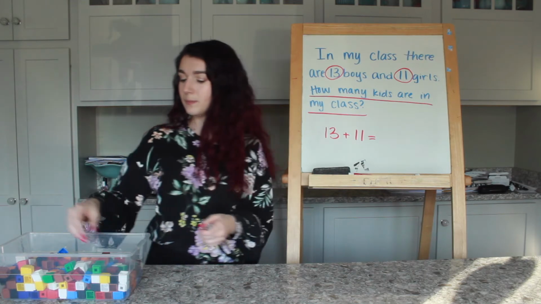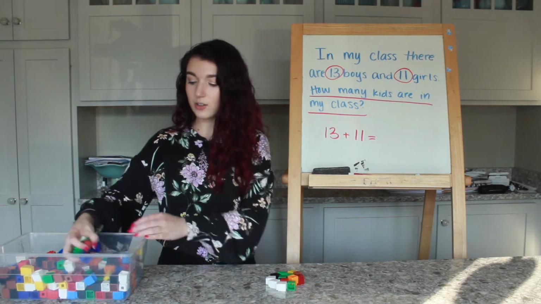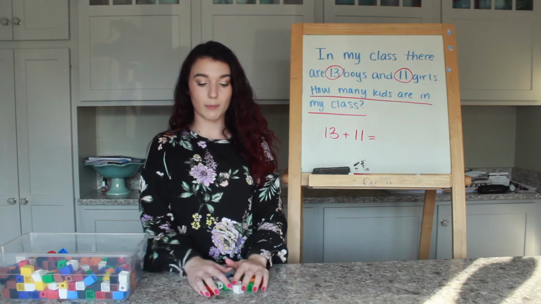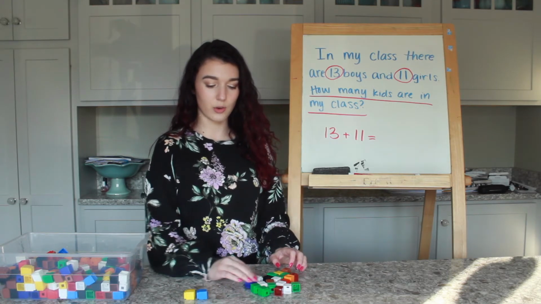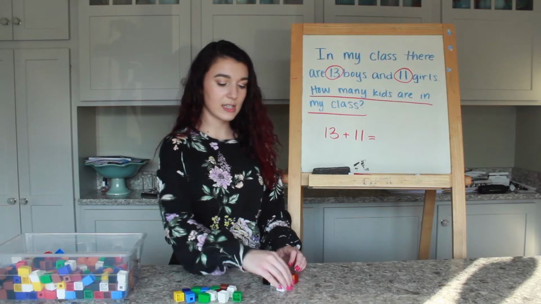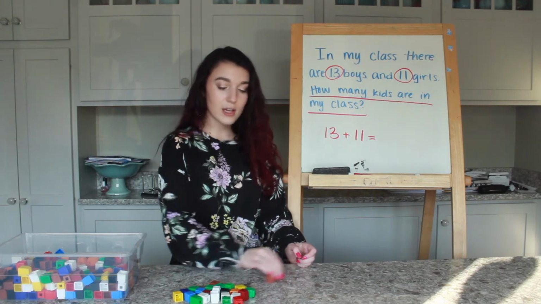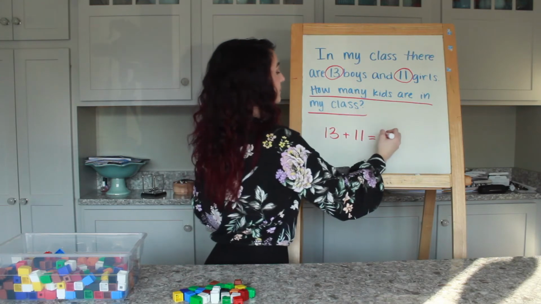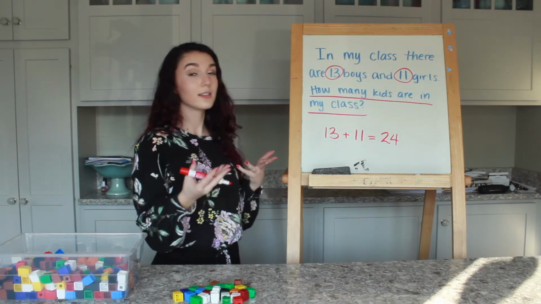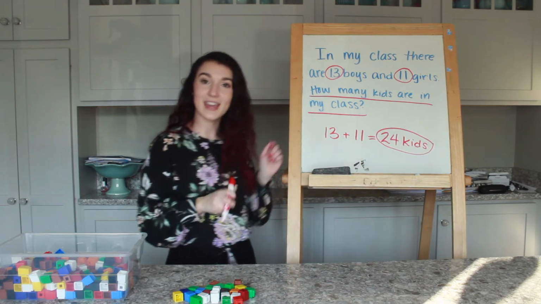Okay, I'm going to grab my cubes. Going to grab out 13, and now I need to grab out 11 and add them together. Okay, so now I have a pile of 13 and I have a pile of 11. Now I'm going to put them together and count them together. 1, 2, 3, 4, 5, 6, 7, 8, 9, 10, 11, 12, 13, 14, 15, 16, 17, 18, 19, 20, 21, 22, 23, 24. That means the answer to my problem is 24. Now, remember, 24 what? Kids. 24 kids. That is my final answer.